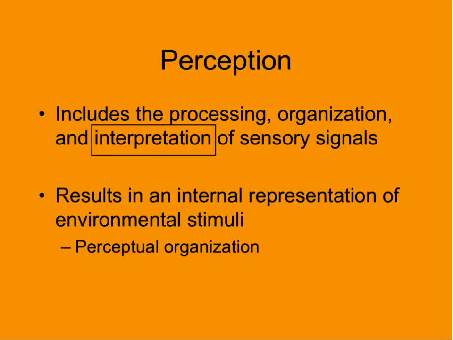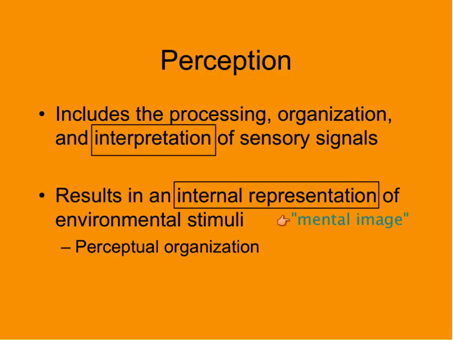We end up with this internal representation of those environmental stimuli, right? What's the phrase I like to use for internal representation? I like to think about the mental image, okay? So when you hear maybe a certain singer, you might have a mental image of him or her. You've seen them in concert. You've watched their videos on MTV or whatever, right? You have a mental image, even if you don't see a picture of them.